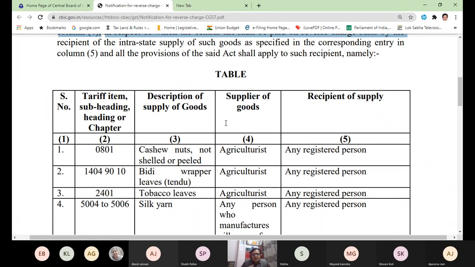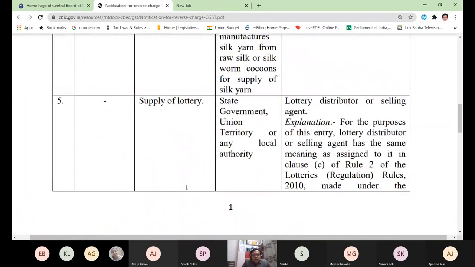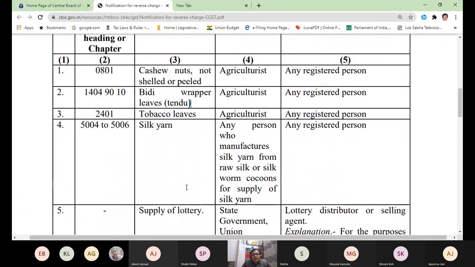And now I can simplify this. Now these are those goods where who is the supplier and who should be the recipient, who have to pay, who are covered under reverse charge cases. So all the cases are not relevant. I will tell you those which are relevant, like tobacco leaves.